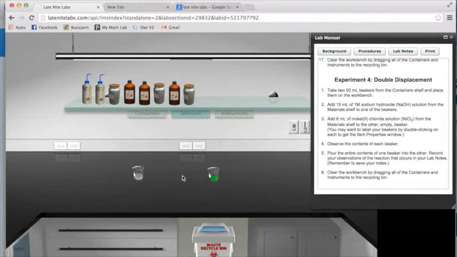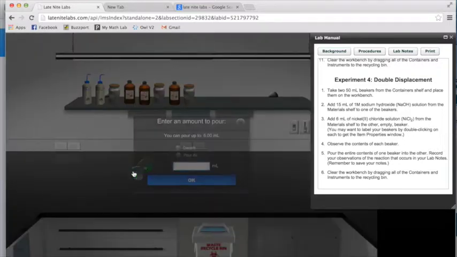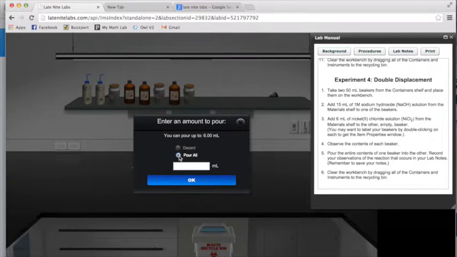Alright, now we have the two beakers full, one of 15 milliliters of sodium hydroxide, 1 molar solution, and the other of 6 milliliters of nickel chloride. And we're going to pour one beaker into the other. Pour all.